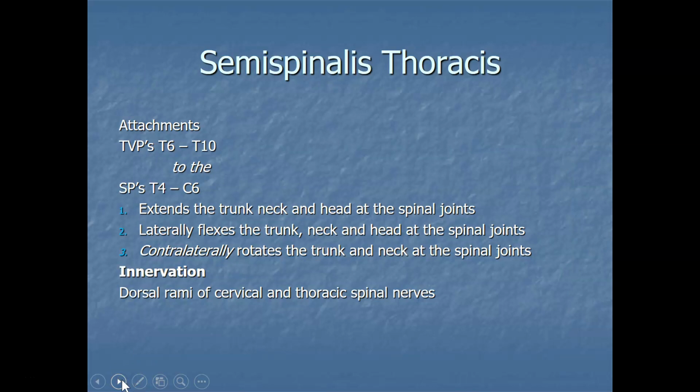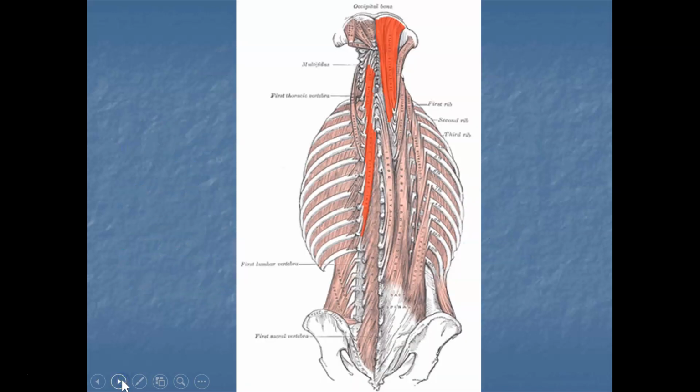Semispinalis thoracis, we're just moving down a little bit further, finds attachments arising from the transverse processes of T6 to T10 and goes up towards the spinous processes of T4 to C6. It too extends the trunk, neck, and head at the spinal joints bilaterally, laterally flexes the trunk, neck, and head at the spinal joints when it's working unilaterally, and it is also unilaterally a contralateral rotator of the trunk and neck. And it too has the dorsal rami of the cervical and thoracic spinal nerves.